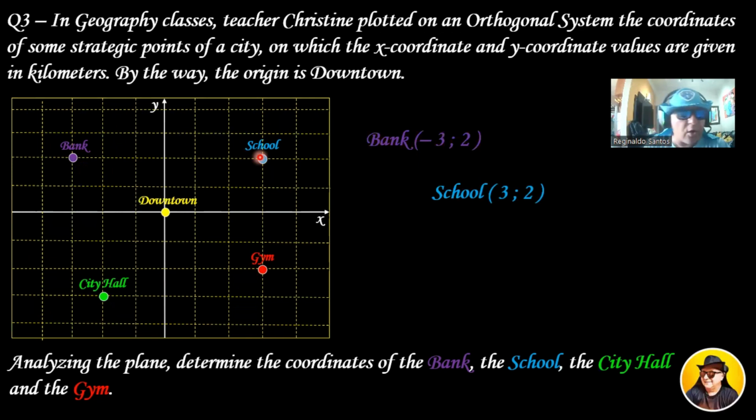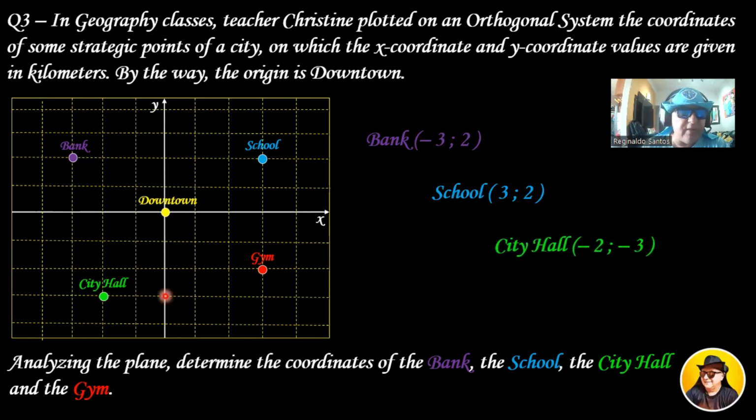The next one is the city hall. City hall is here. Always do first the coordinate of x, then y. Well, let's see. So -1, -2, and -3. So the city hall x coordinate is -2, and y is -3. So -2 and -3. Can you see? So the city hall coordinates are -2 and -3.